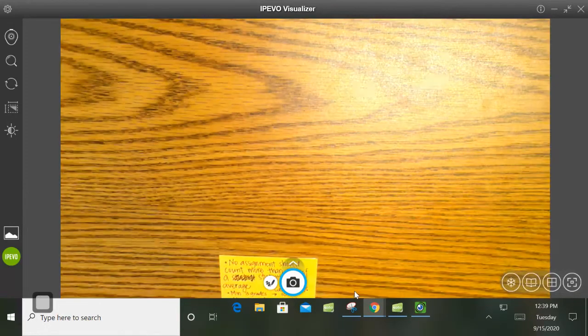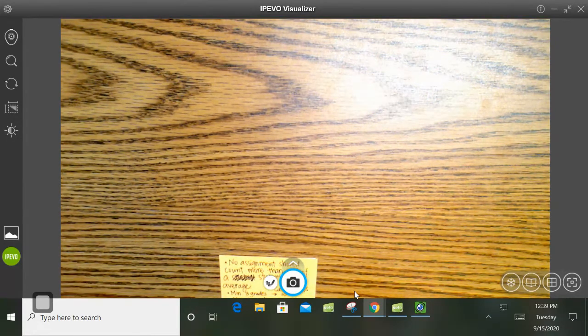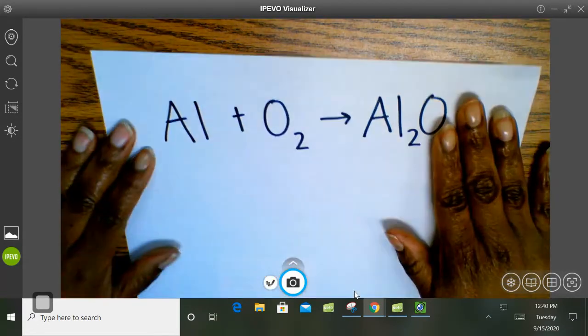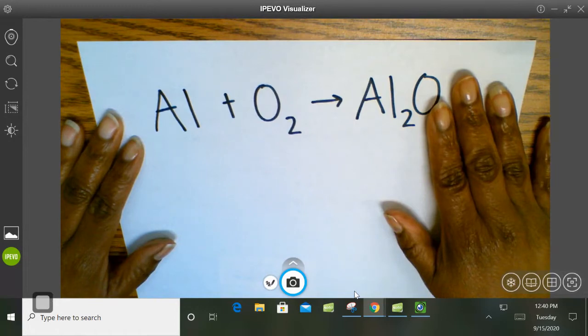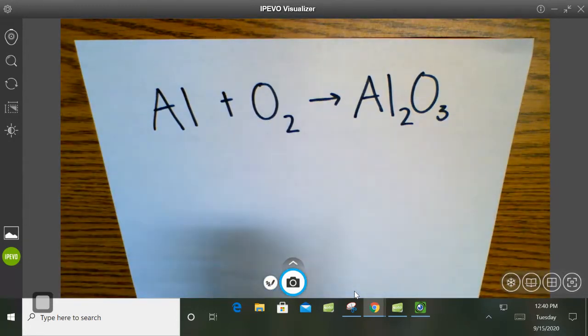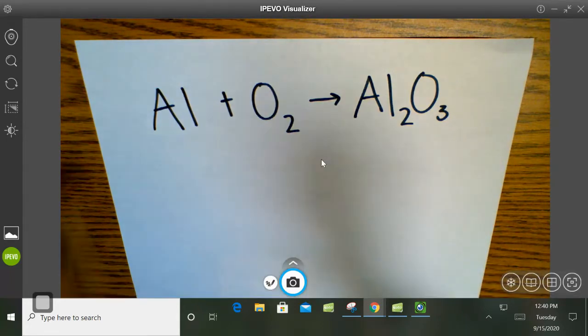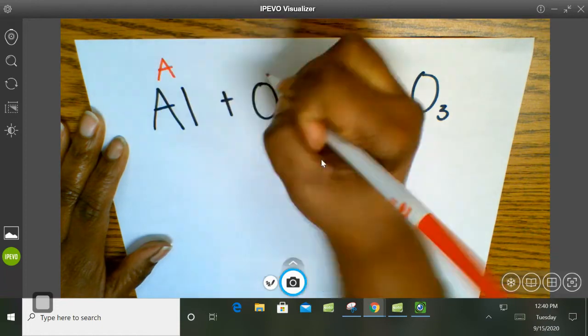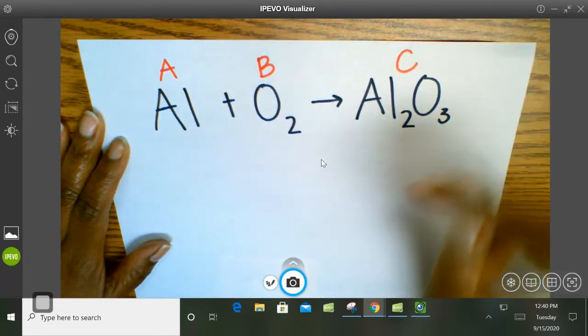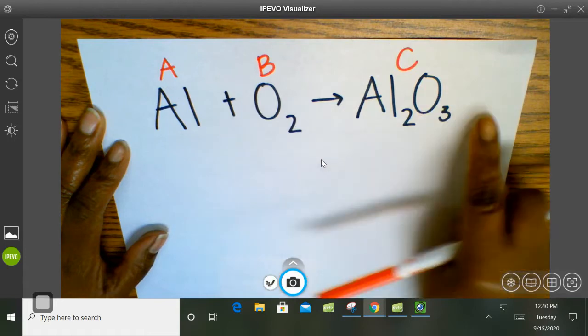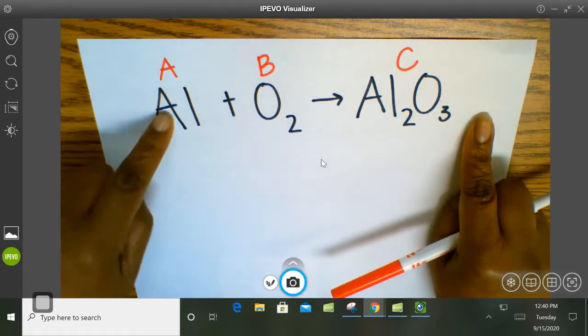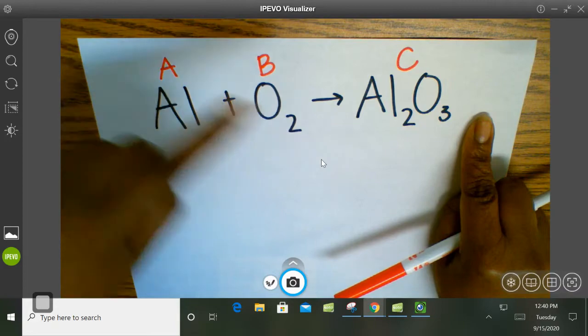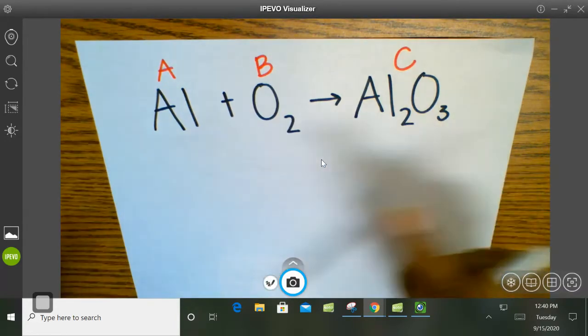Okay, so here we go. Here is another example. Al plus O2 yields Al2O3. All right, so the first thing I want you to do is write the variables. So take some time and write your variables. All right, did you get A, B, and C? Great. Okay, because it's just 3 compounds. You got aluminum, oxygen, and aluminum oxide.